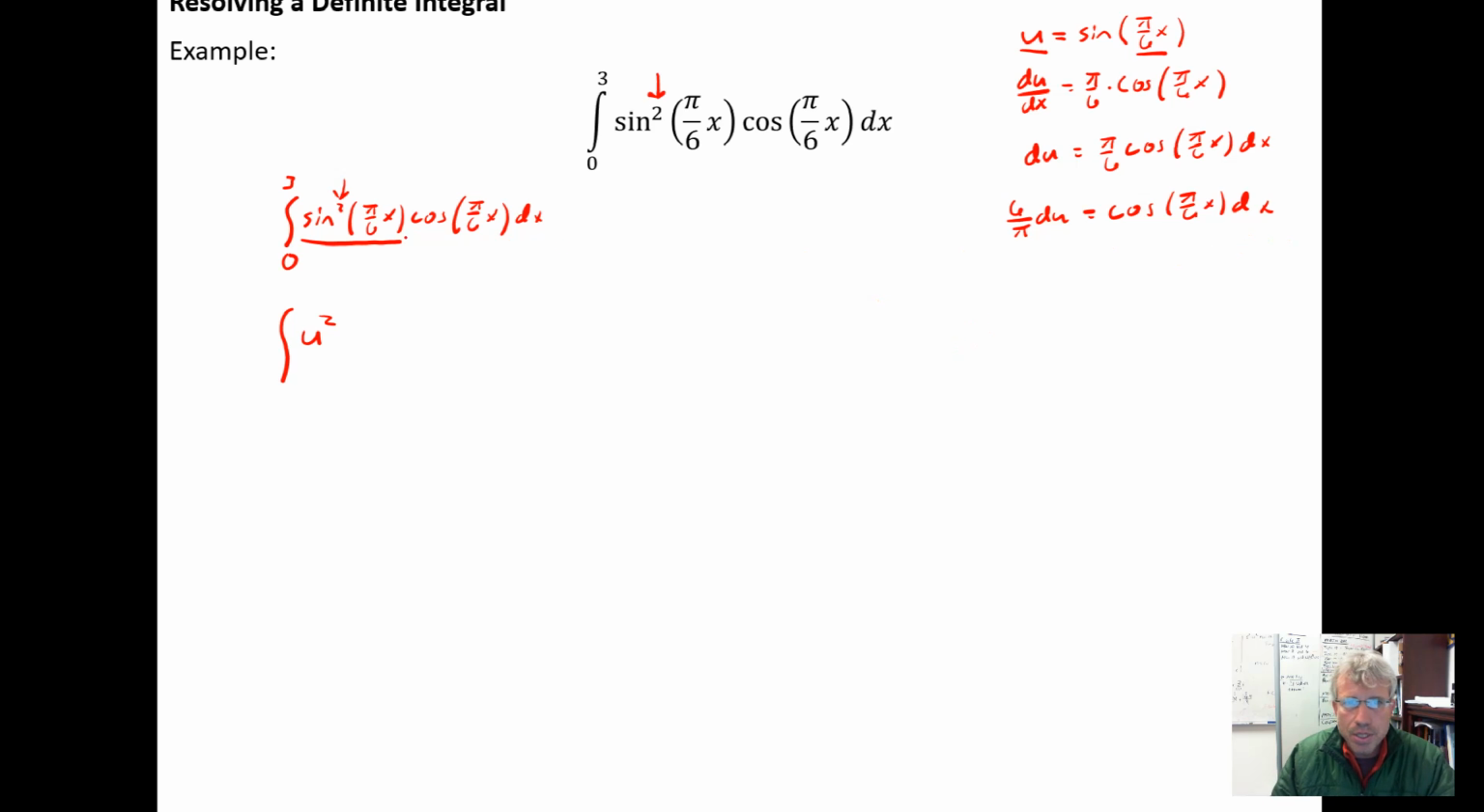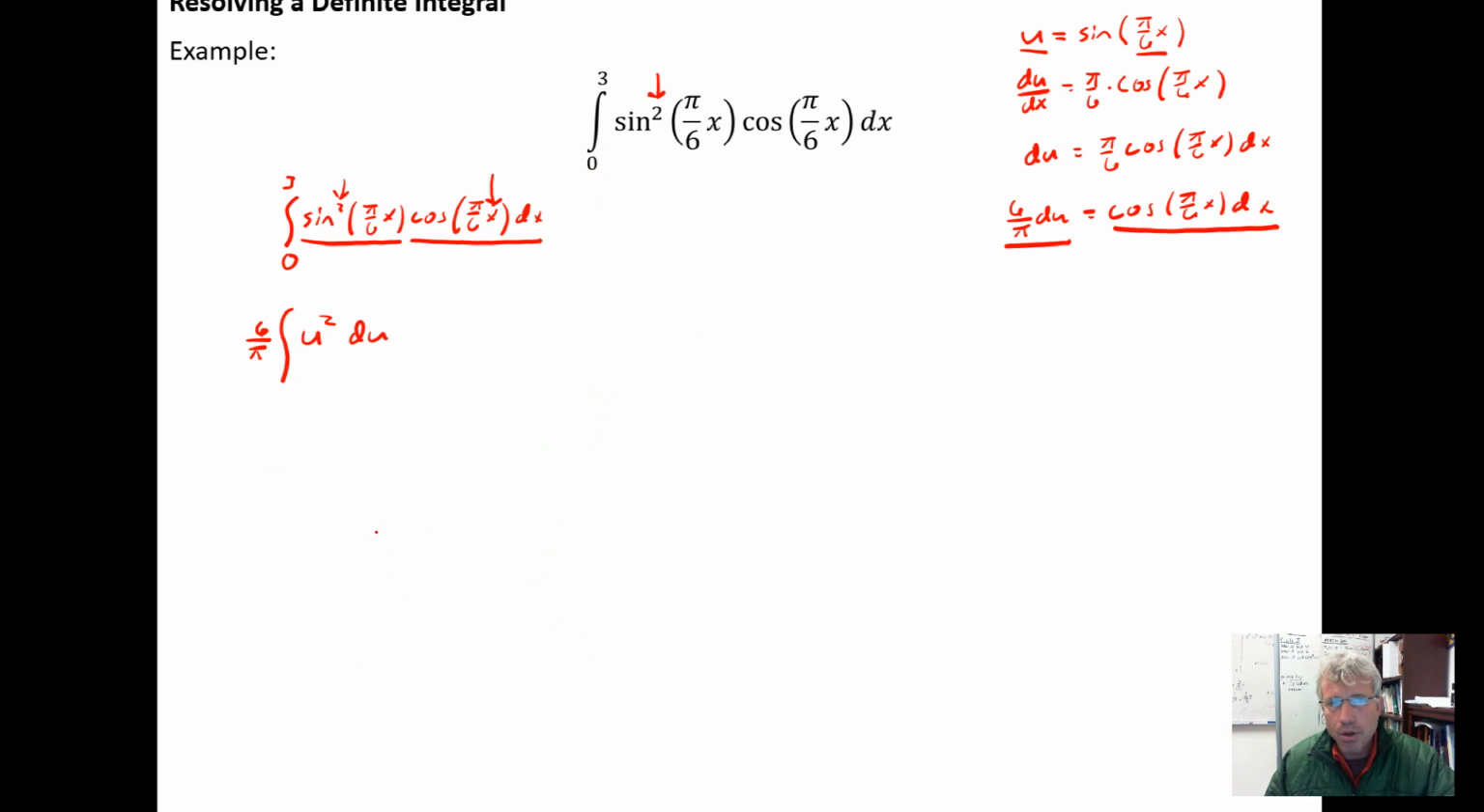And then from here we see that we can replace the cosine of pi over 6x dx with 6 over pi du, and the 6 over pi is a constant, so it can be factored out in front of the integral. So I get 6 over pi du. And I've changed from variable x world to variable u world. And so I could integrate, get the result, and then substitute the sine of pi over 6x back in, and then do my evaluation from 0 to 3 using the fundamental theorem of calculus.